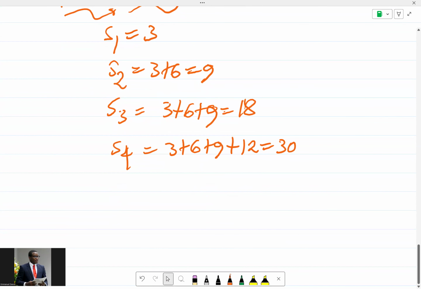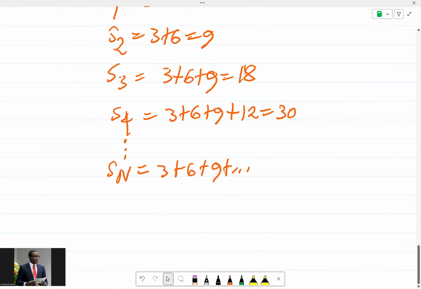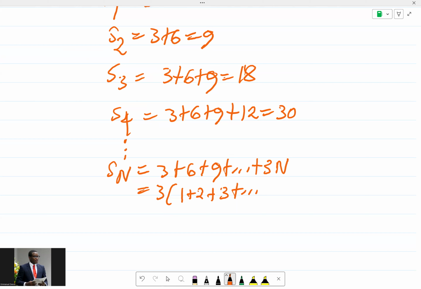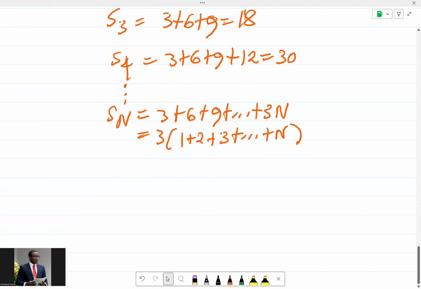Okay. So if we stretch that and we go all the way to Sn, that means we simply have 3 plus 6 plus 9 plus all that to whatever. And that means we have 3 into 1 plus 2 plus 3, of course, all the way to 3n, right? As you remember. So all the way to 3n. So that means we have 3 into 1 plus 2 plus 3 plus everything up to n. Okay, up to n. If that is the case, it means that we have 3 out here.